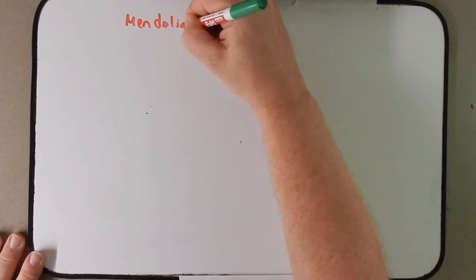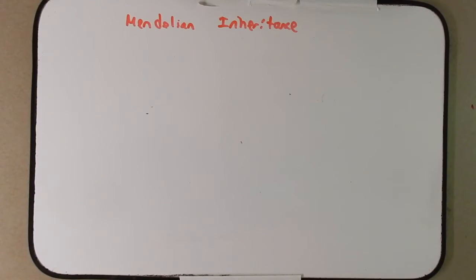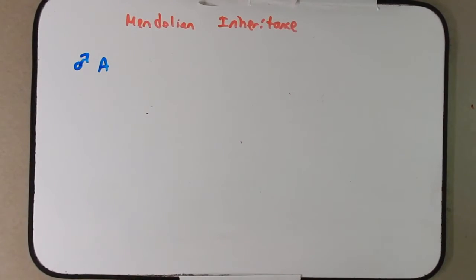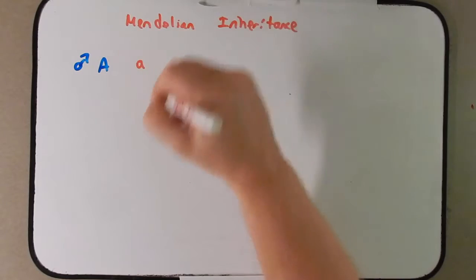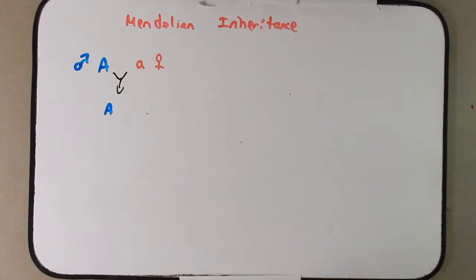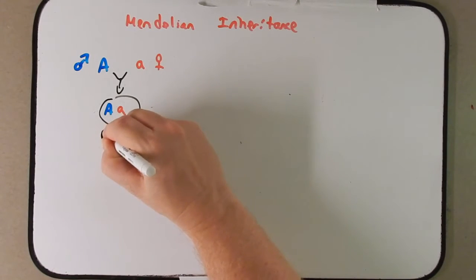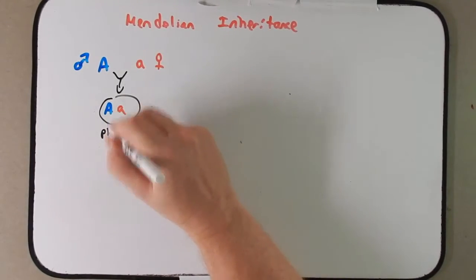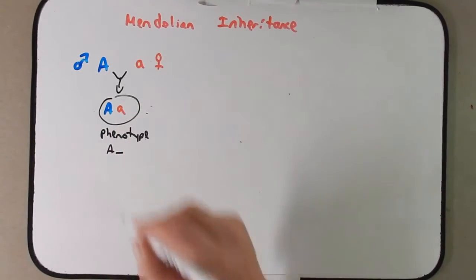Mendelian inheritance. So let's consider these two reciprocal crosses. In this cross, big A from a paternal source is crossed with little a from a maternal source. This would have produced a zygote that was big A, little a. And the prediction is that the phenotype would be that of big A, big A being dominant to little a.